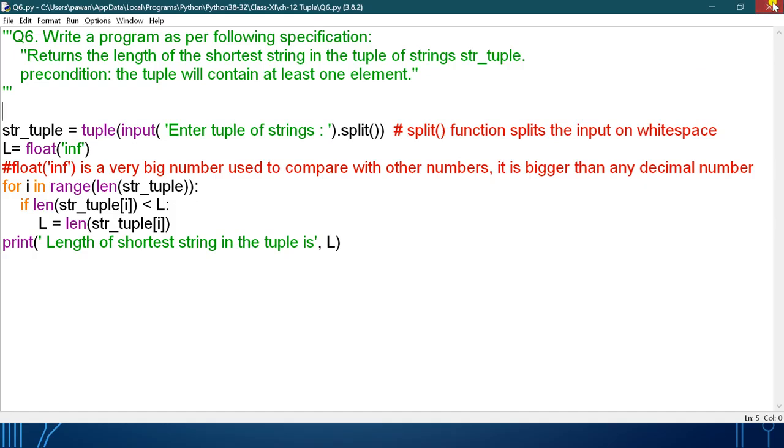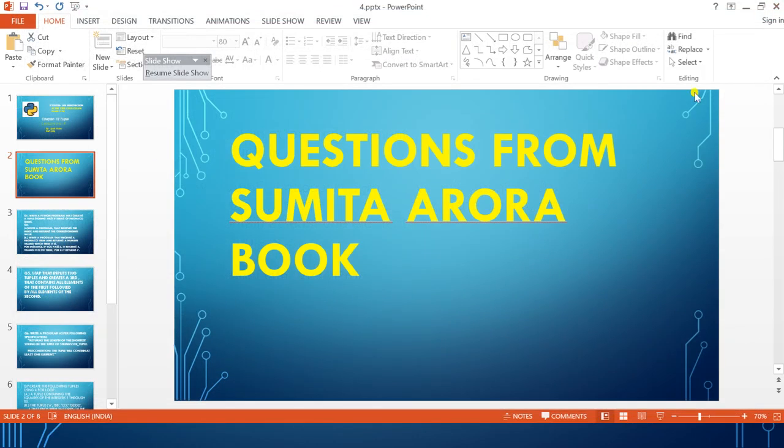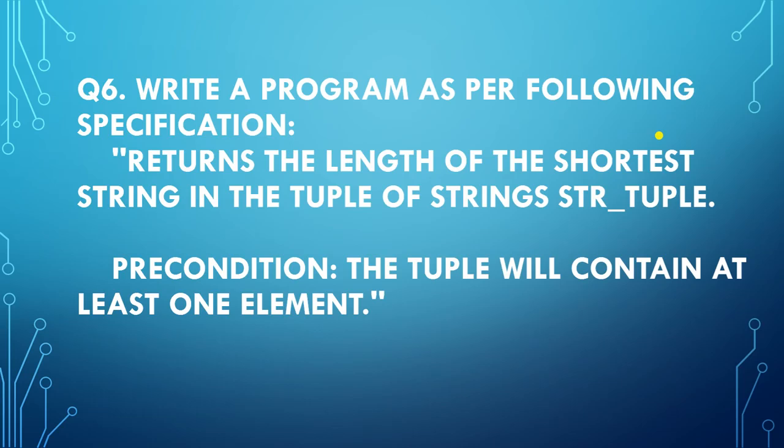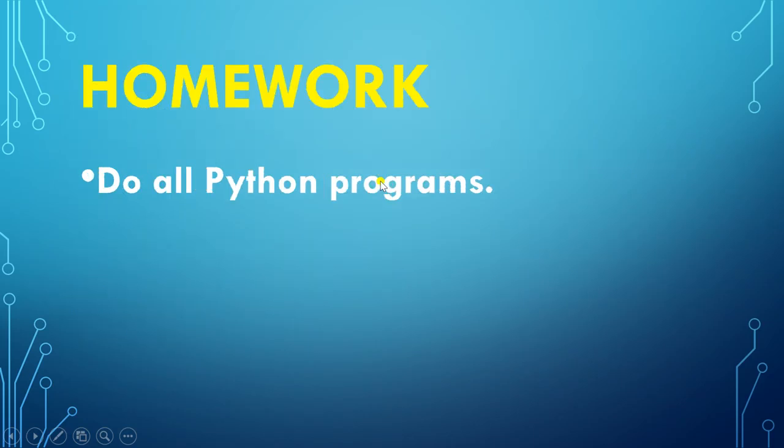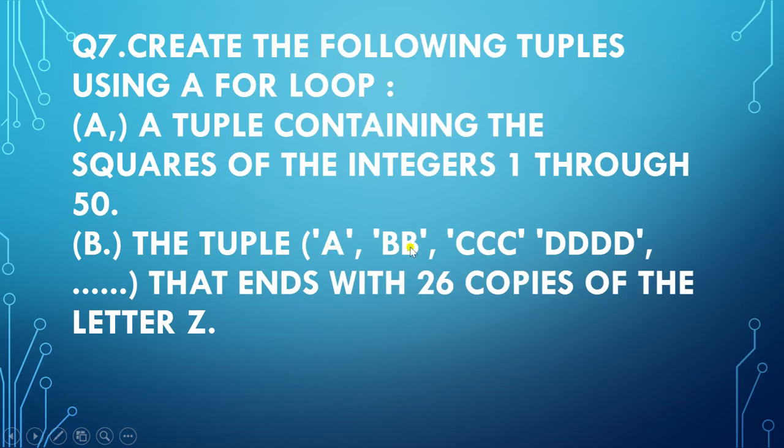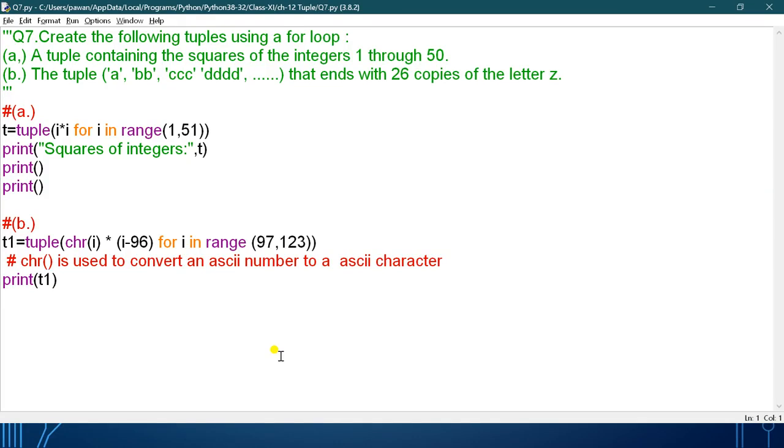Now this is your question number 6. Now next is your question number 7. So it says create the following tuple using a for loop. A tuple containing the squares of the integers 1 through 50. Then a tuple that ends with 26 copies of the letter z. Now see the code. In this you have to use a for loop. So the first question is the tuple containing the squares of integers 1 through 50.